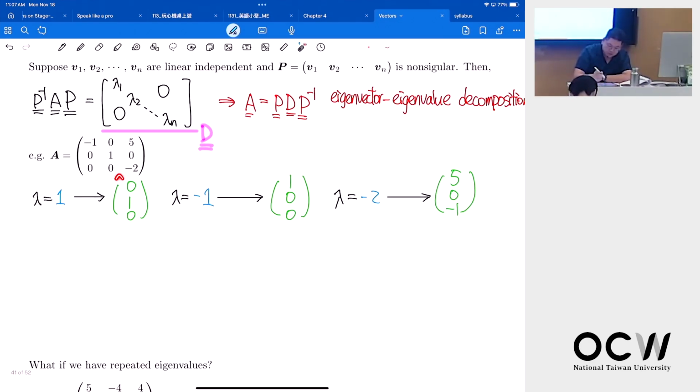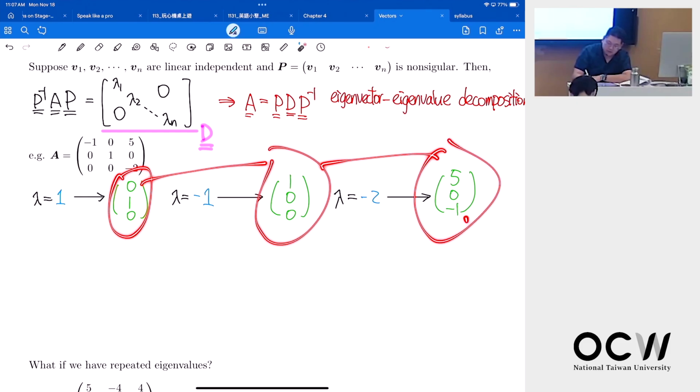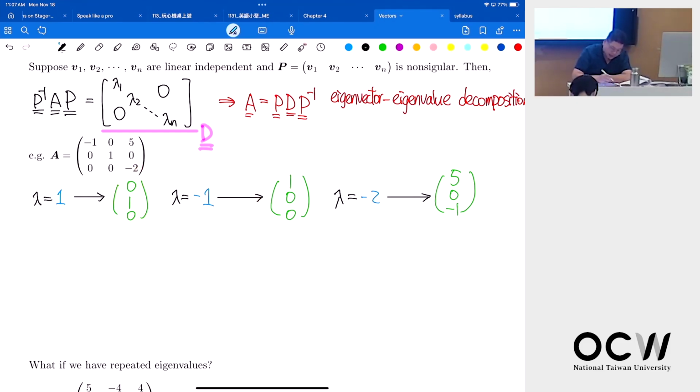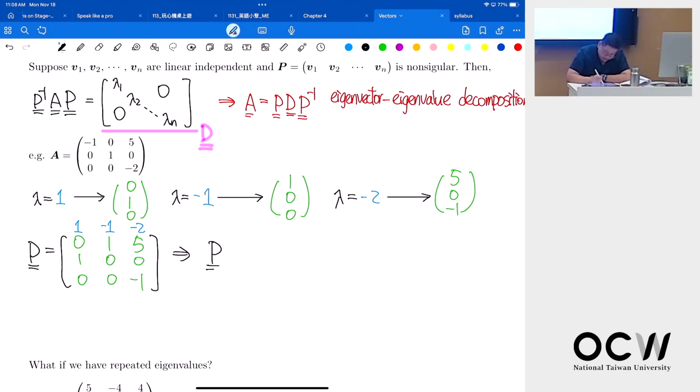Okay. So for the eigenvalue and eigenvector, if I can find the eigenvalues and eigenvectors, and you can also check those eigenvectors are linearly independent, then I can form the matrix P. For the matrix P, I have 0, 1, 0, 1, 0, 0, 5, 0, -1. And you can see the first column is corresponding to eigenvalue 1, second column -1, and -2 for the third column. And the P inverse, you can do it by yourself at home.